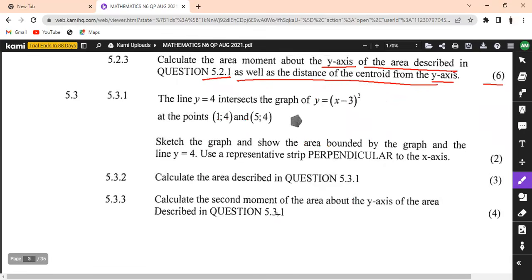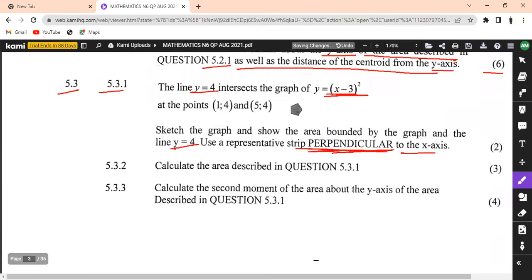On 5.31, we are given the line y is equal to 4 intersects the graph of y is equal to 3x minus 3 squared at the points. These are the points. Sketch the graph and show the area bounded by this and the line y is equal to 4. And the representative strip should be perpendicular to the x-axis. Take note, it's in upper caps. So take note about that.